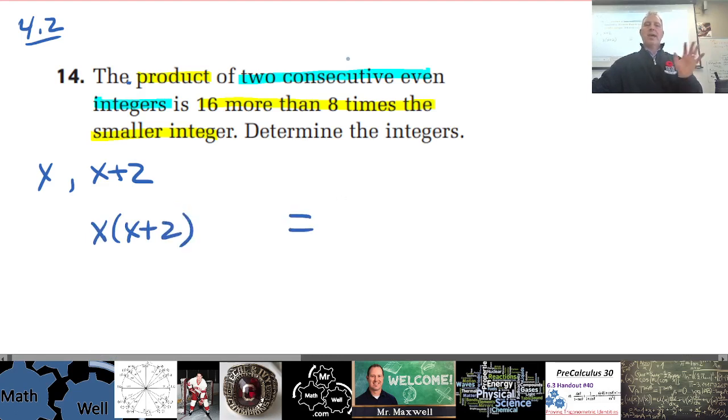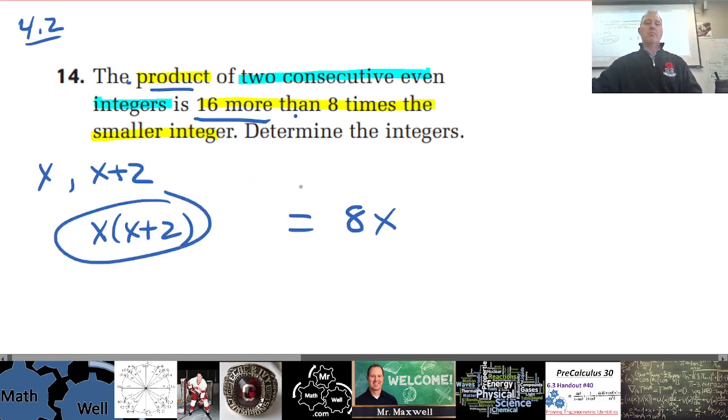But in order to make an equation, this right here, the product, is 16 more than something else. So this is already bigger by 16. So if I want to make it equal to the other thing, which is 8 times the smaller, that's just 8x, because this is the small one, this is 2 larger, so this is the large one. So if this is already 16 bigger, how do I make them equal? I can add 16 to which side? Right side or left side?